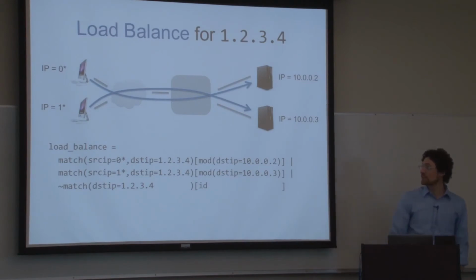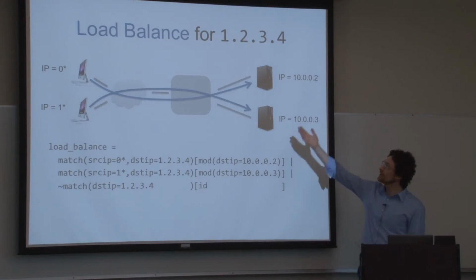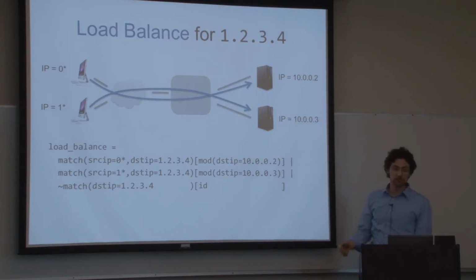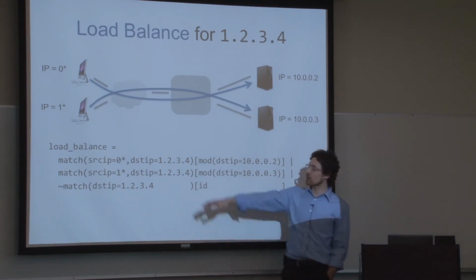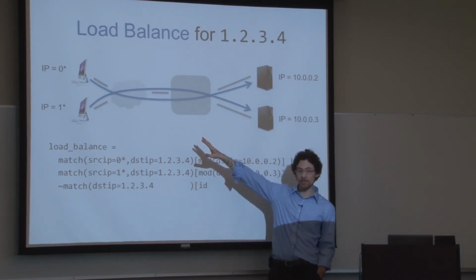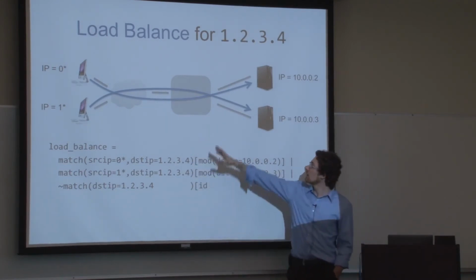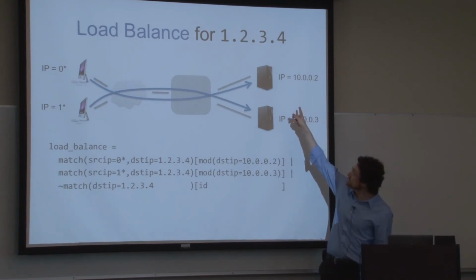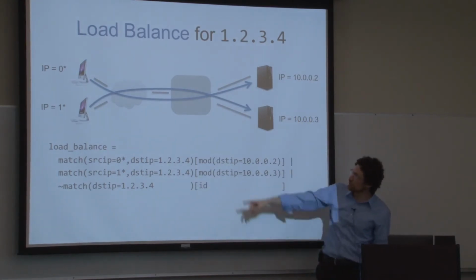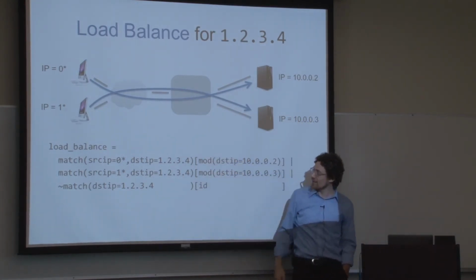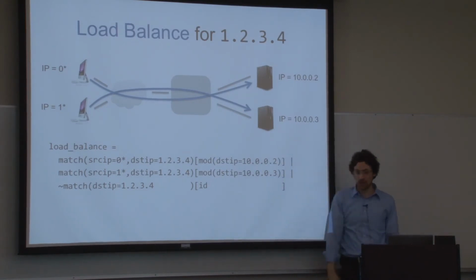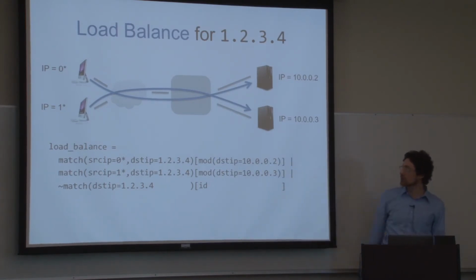So now this lets us start writing more interesting, more powerful programs. We've got a load balancer for an IP destination 1.2.3.4. Essentially what we want to ensure is that traffic from clients in IP prefixes whose binary representation starts with 0 goes to 10.0.0.2. The rest are going to go to the .3 server in our network.